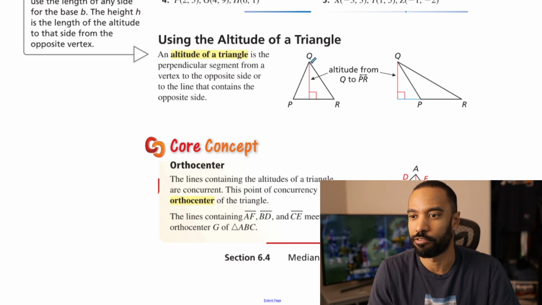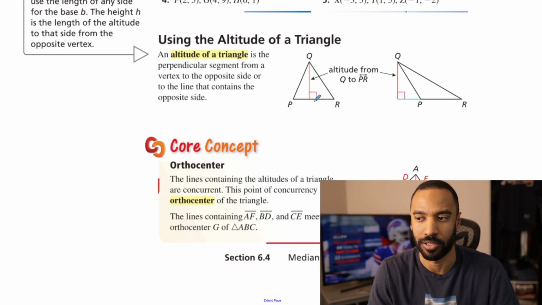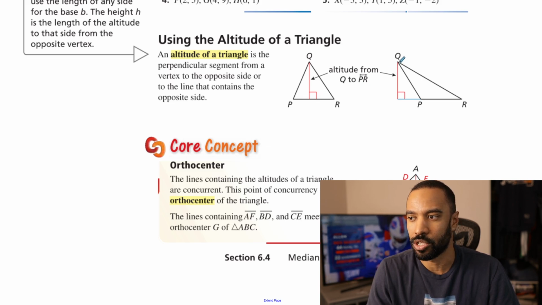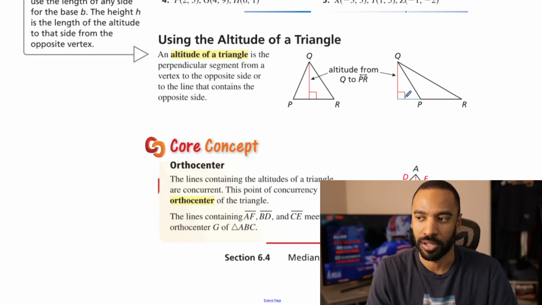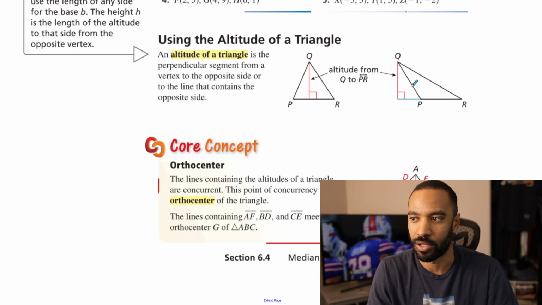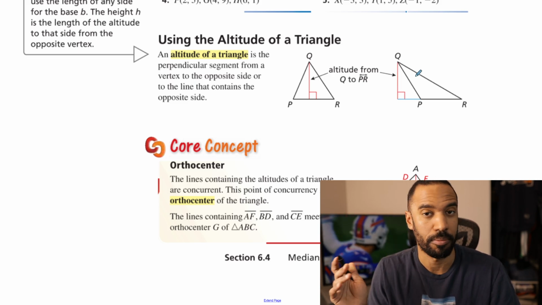So the altitude from point Q goes down to segment PR and makes a right angle. It's perpendicular to it. Q goes straight down to the extended version of side PR like that, and this is actually outside of the triangle. You can see the triangle is all in black right here, and this is on the outside. An altitude is perpendicular, period.